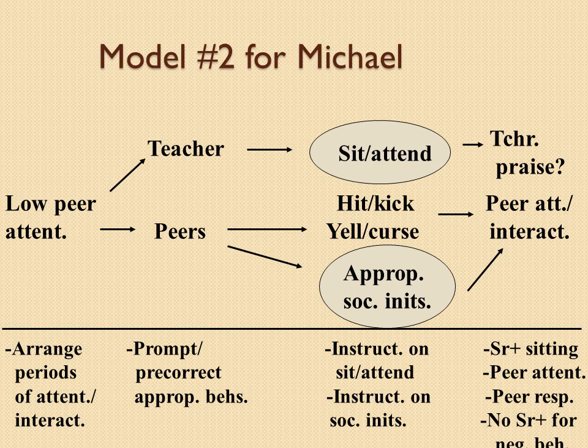And then finally, we want to look at how we can minimize the amount of reinforcement the problem behavior gets. So when the student does hit or kick or yell and curse, what can we do to prevent that from resulting in peer attention? That's a lot harder, especially with younger kids. It's difficult to get them to not respond to something another student might do. Sometimes it's helpful to give them a different way of responding.